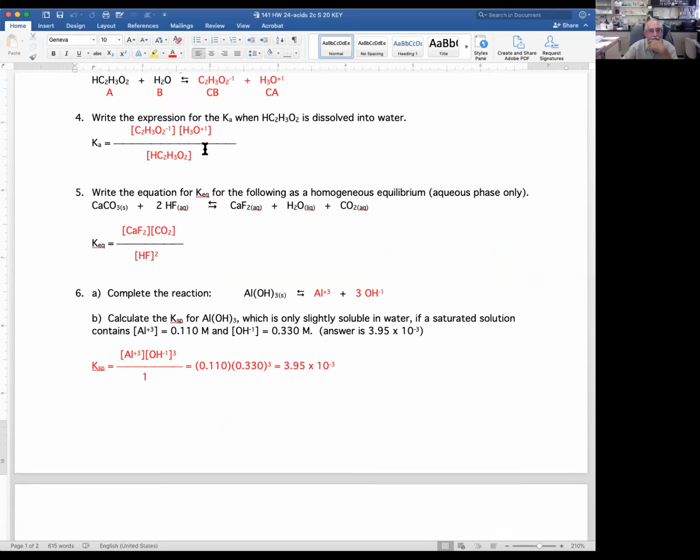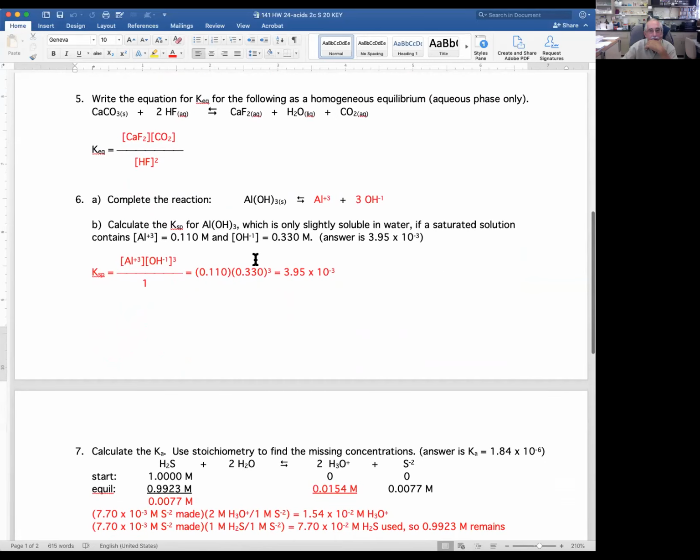And the equilibrium constant for that reaction. Equilibrium constant for this, so products over reactants. Notice that water is a pure liquid, so it was left out. And then calcium carbonate was a solid, so it was left out. And notice that the 2 here shows up as an exponent, right?